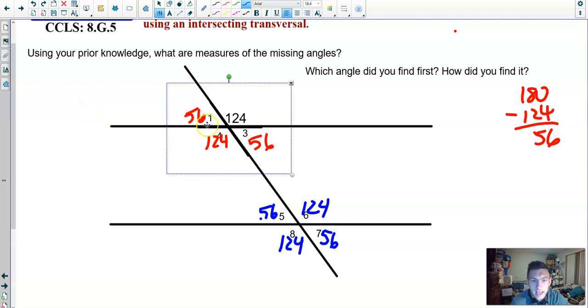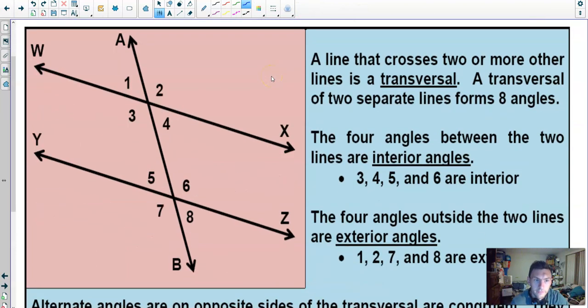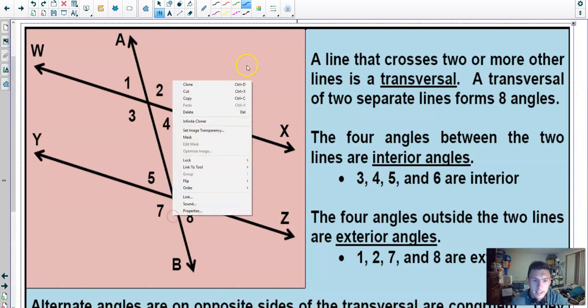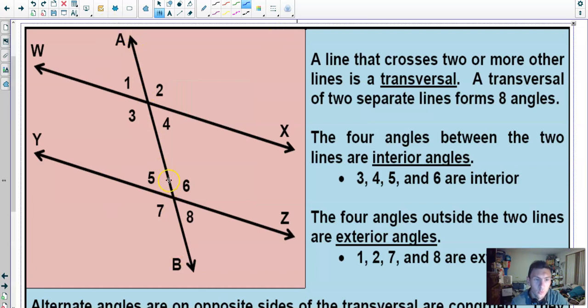Now let's talk about all the vocabulary words that connect all these angles. So the first thing is, in this picture, WX and YZ are parallel lines, and there's a third line that is intersecting them. That's line AB. We call that line a transversal. So in the previous slides, when I had the parallel lines and I said I'm going to intersect it with a third line, that third line is called a transversal. That's a line that crosses 2 or more other lines. A transversal of 2 separate lines forms 8 angles, and you can see they're numbered here. They're numbered a little differently than the previous slides.